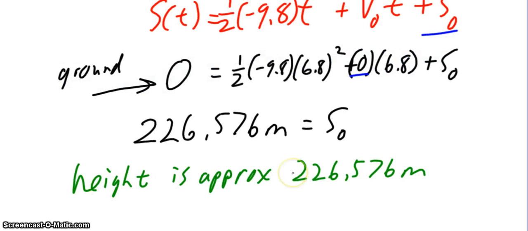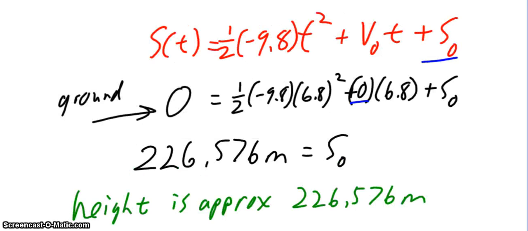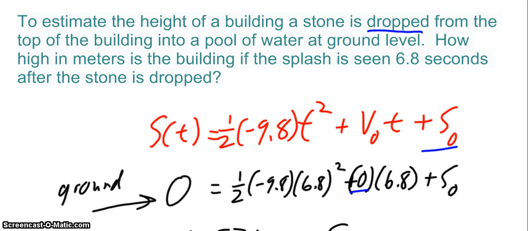Alright, so here we answer in the context saying the height is approximately 226.576 meters. How do we come up with that? So here, we're using our position equation. A couple things. We're trying to find s sub 0, so we don't know that. The object is dropped, so that means the initial velocity is 0. I know that the time was 6.8 seconds. This was in meters we're trying to find, so I'm using the negative 9.8 as opposed to the negative 32.2.